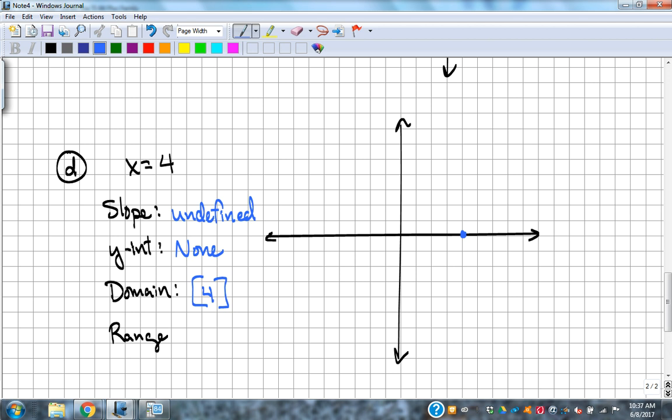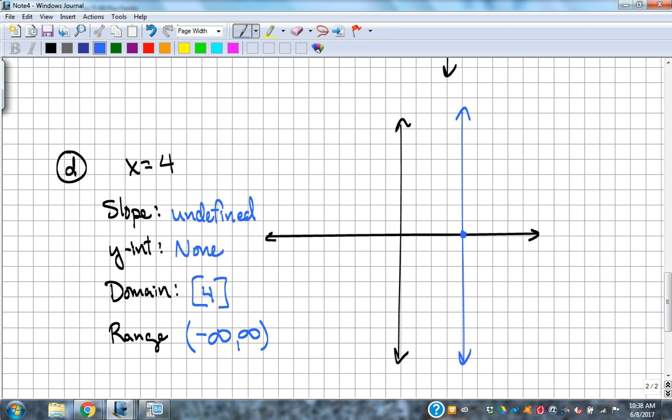Here's what happens. If you have an undefined slope, an undefined slope is a vertical line. Okay. So here we have the domain being 4 on that. That's what x was equal to. The domain is just that. So everywhere on this blue line, x is 4. But the y values go from -infinity up to +infinity. So the range is that.